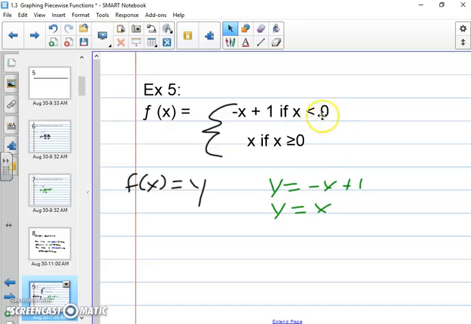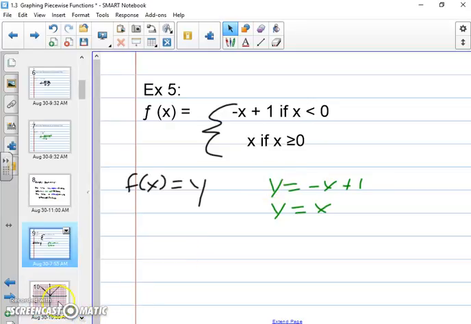Now these come into play when you graph. You don't want your line going across the entire coordinate grid. If it's less than 0, you only take numbers that are less than 0 as far as x is concerned. And you do the same thing for x greater than 0. You only want numbers that are greater than or equal to 0 here.